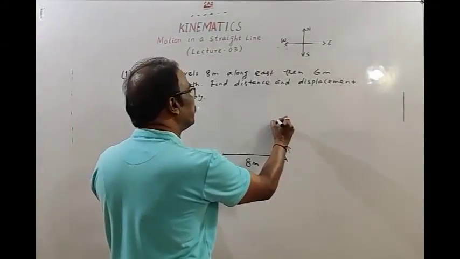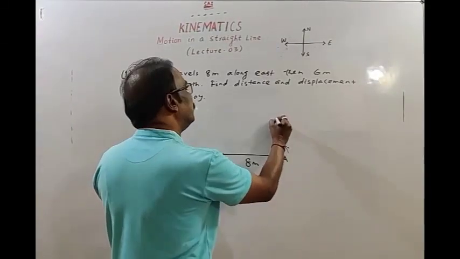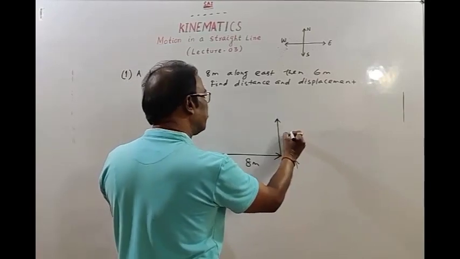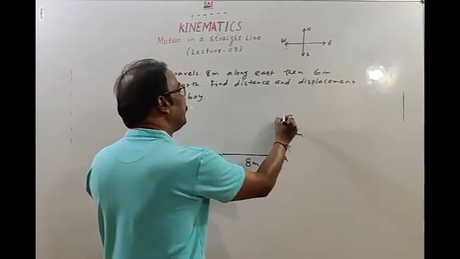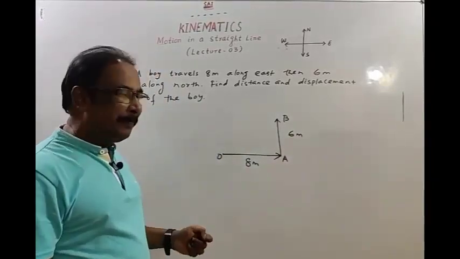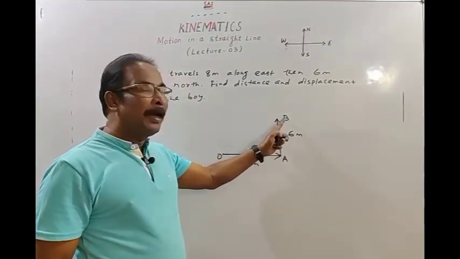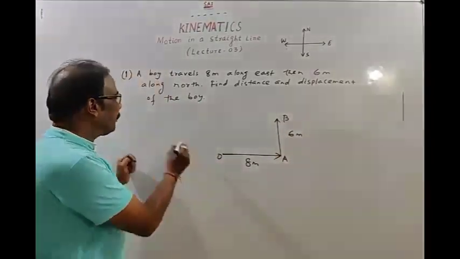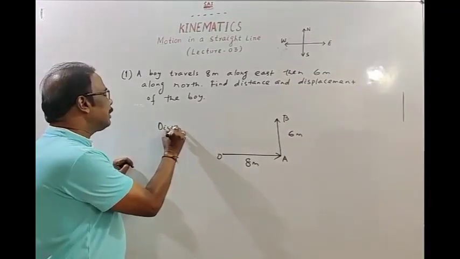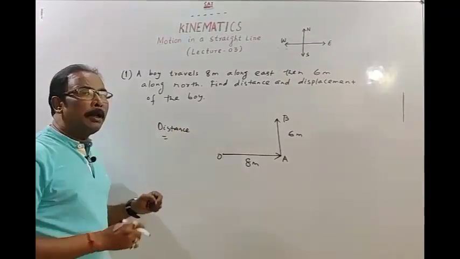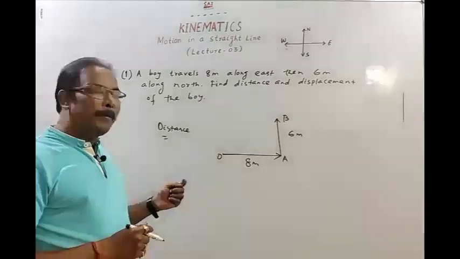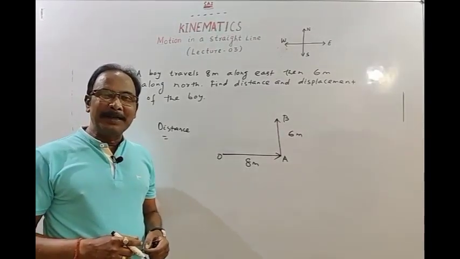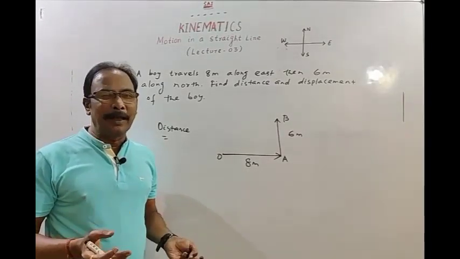Then move 6 meters towards north. This is along north, so this displacement is 6 meters. Let the final point be B. Then the boy starts from O and finally reaches B. We have to find distance. Distance is actual path traveled by a body irrespective of direction, or distance is actual path length of the body.